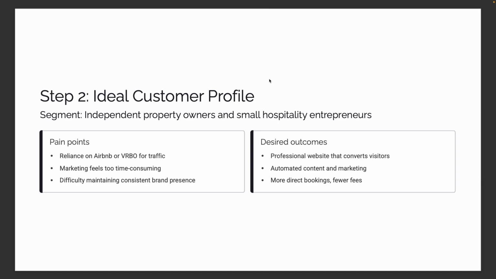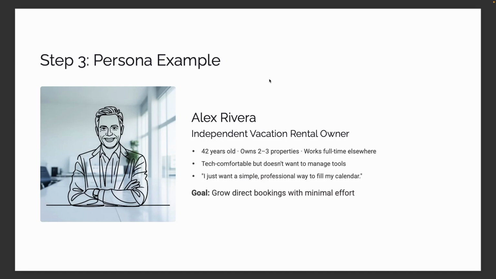And then I also have an ideal customer profile. So in this case, like I mentioned, the segment we're targeting is independent property owners, small entrepreneurs that have multiple vacation properties that they're renting out. It covers some of their pain points, their desired outcomes, and then I even created an example persona. So in this case, we have a persona of Alex. He's an independent vacation rental owner. It talks a little bit about his background, how many properties he owns, what he's looking for, his goal, which is to grow direct bookings with minimal effort.